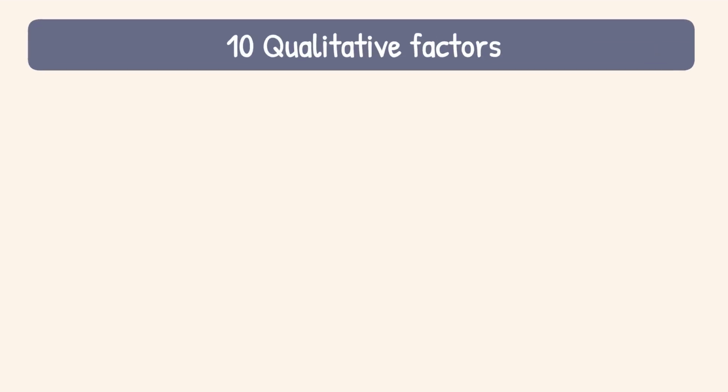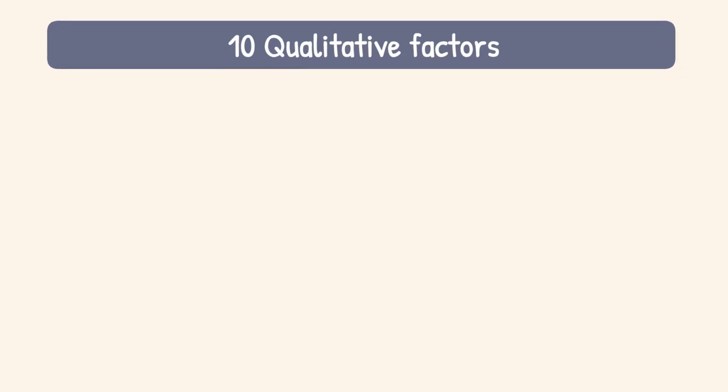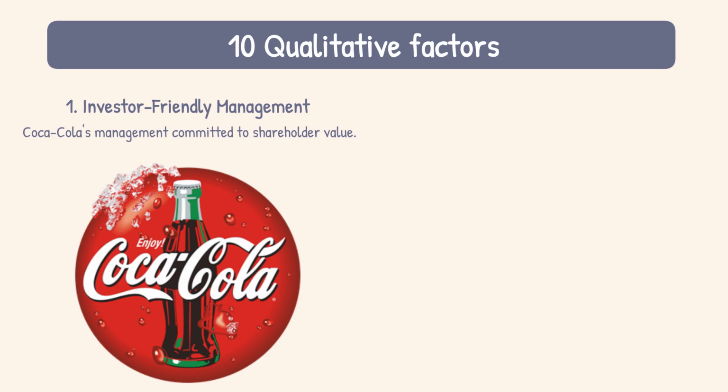Here are examples of 10 qualitative factors and their impact on a company's competitive advantage. Investor-friendly management. Businesses with a management that is committed to shareholder value can be attractive to investors. Coca-Cola's long history of consistent dividend payments makes it a favorite pick among income-seeking investors like Warren Buffett.